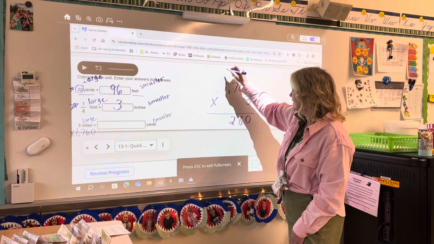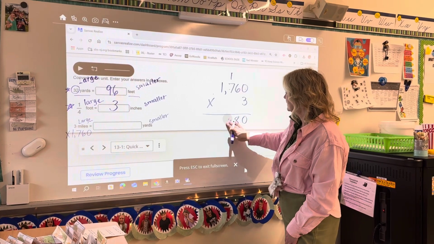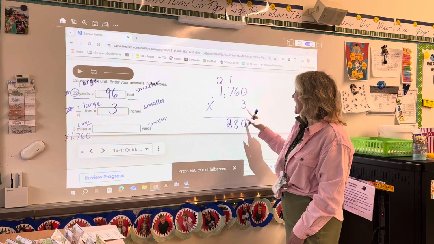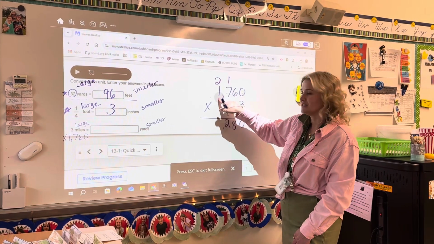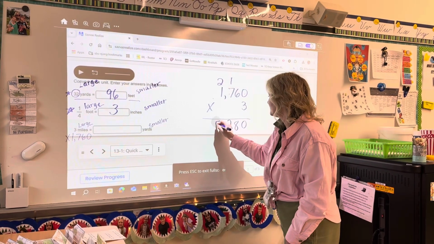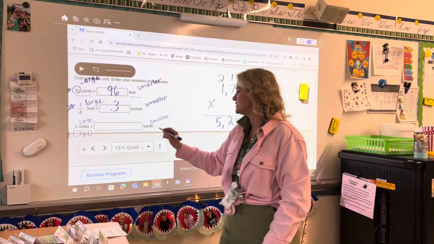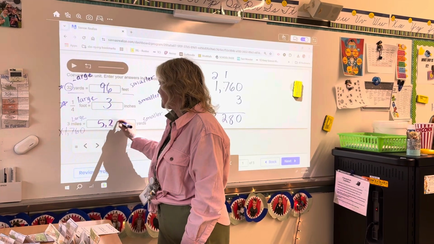Drop the 2. Oh, sorry. Drop the 1. No, that's right. Drop the 2. Sorry, it's the end of the day. Carry the 2. And last but not least, 3 times 1 is 3, plus 2 is 5. So they will get a total of 5,280 yards. Best of luck.